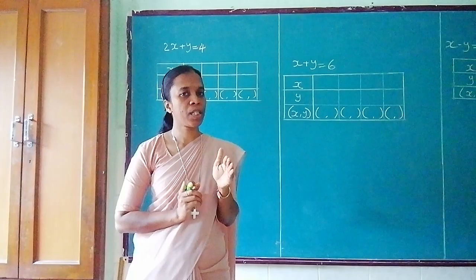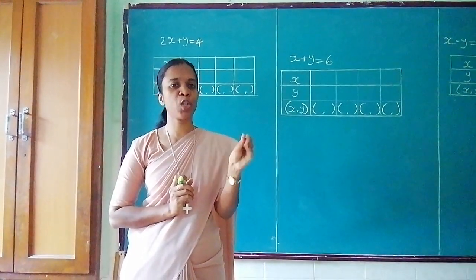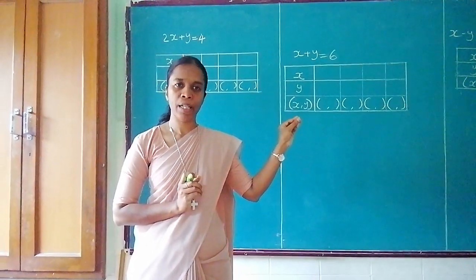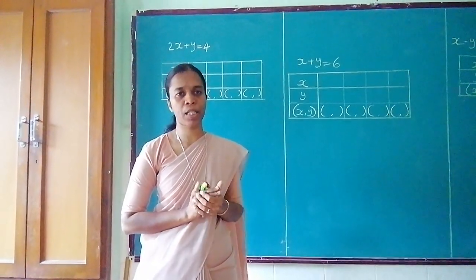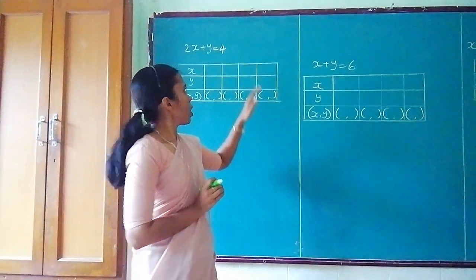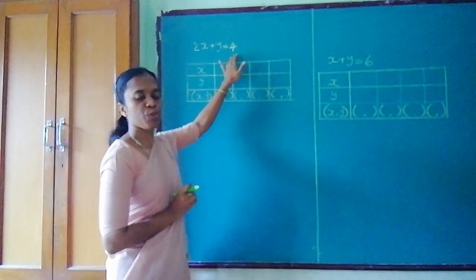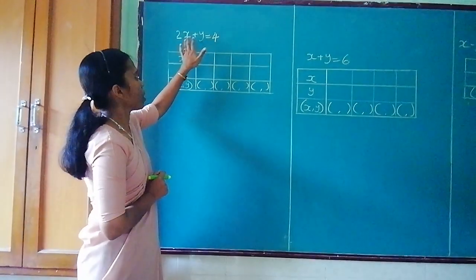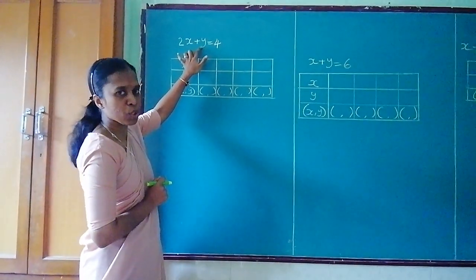How do you draw the straight line? You have to find some ordered pairs, that is the values of x and y, which satisfy the given equation, and then plot them in the graph and then draw the straight line. Let us see how we are going to do that. I have an equation over here, 2x plus y is equal to 4. Is it a linear equation? Of course. There is an equal to sign, two variables, and a and b are not equal to 0.